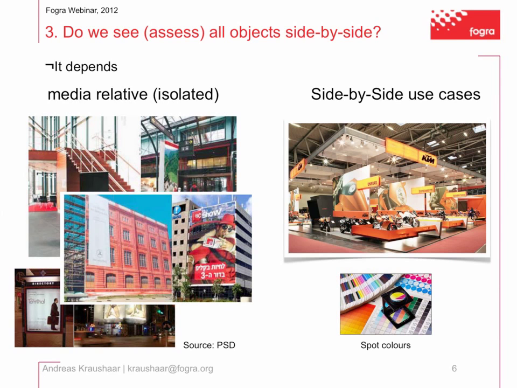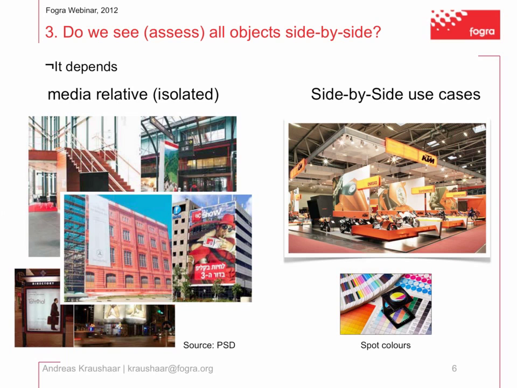On the left-hand side here, you see different banners and products seen in isolation. And on the right-hand side, you see typical side-by-side use cases where you have spot colors or where you have a trade fair stand and other applications where you see objects side by side, and you aim to have a close appearance match between them. So that's why you see there are a lot of use cases where you see colors, printed products in isolation.